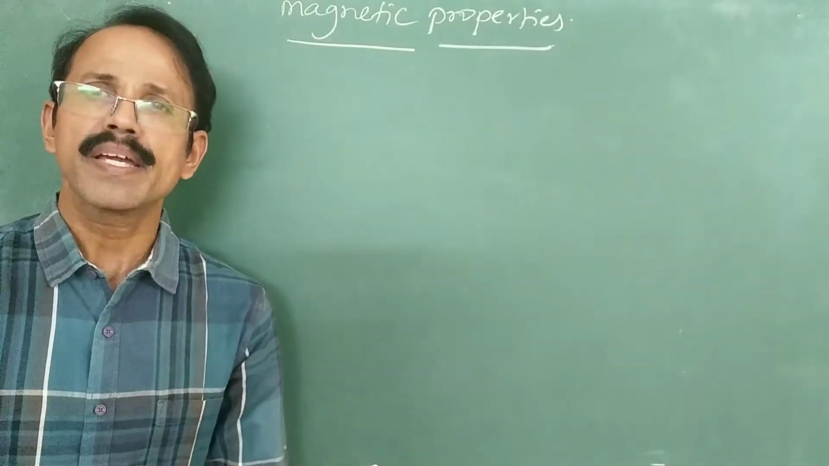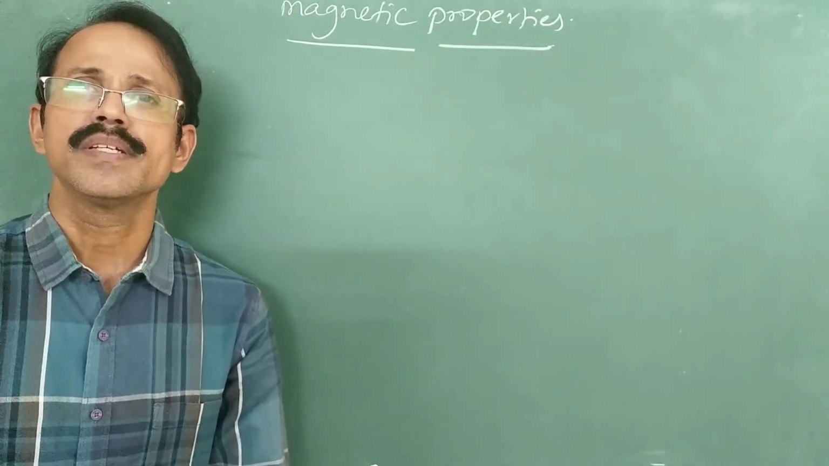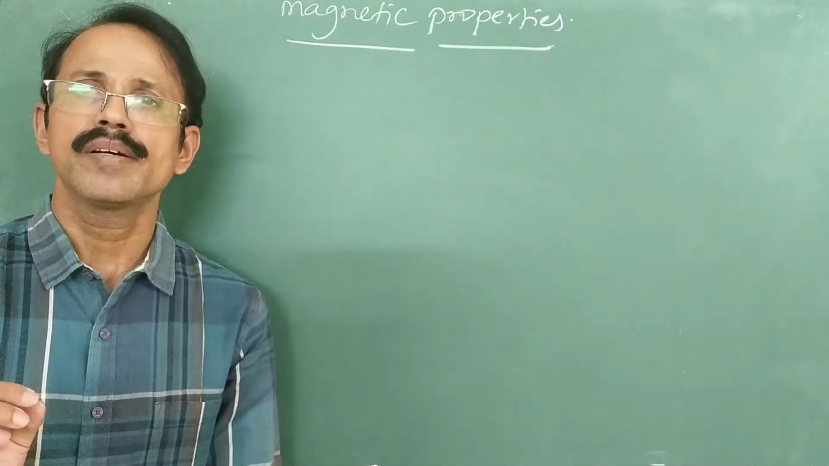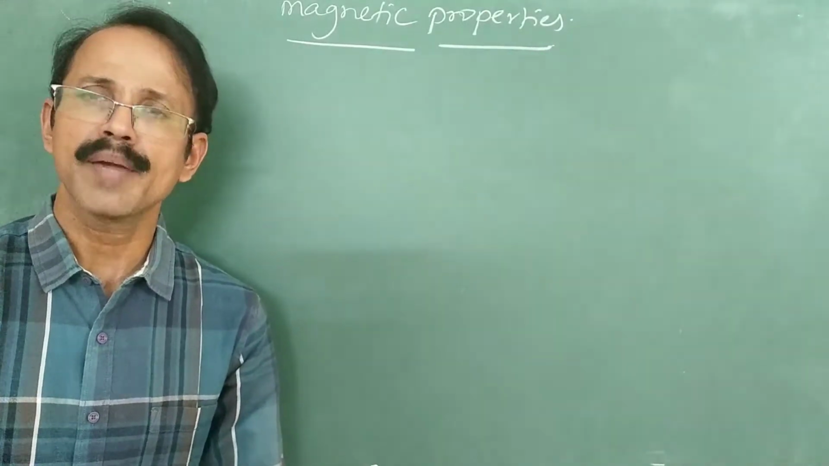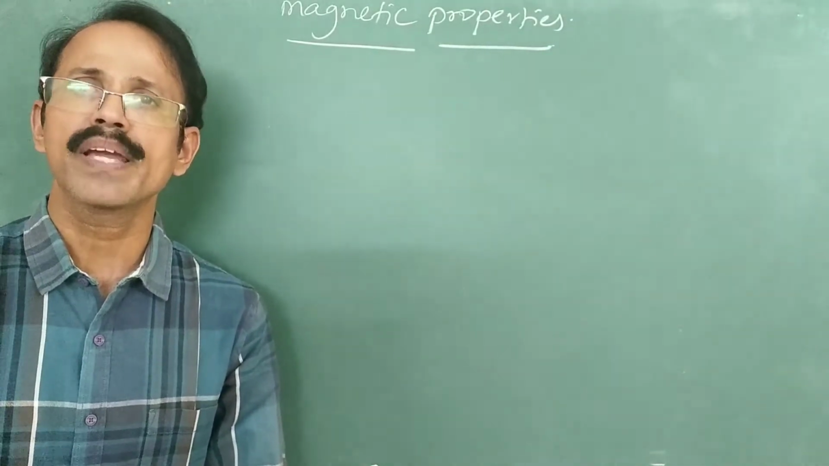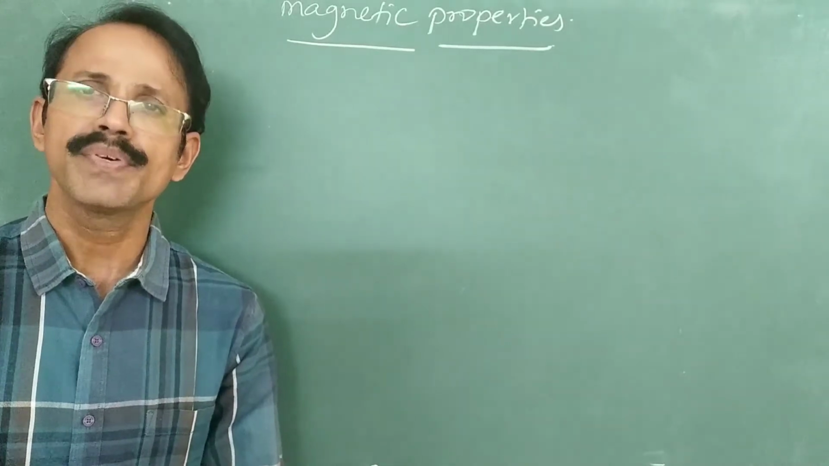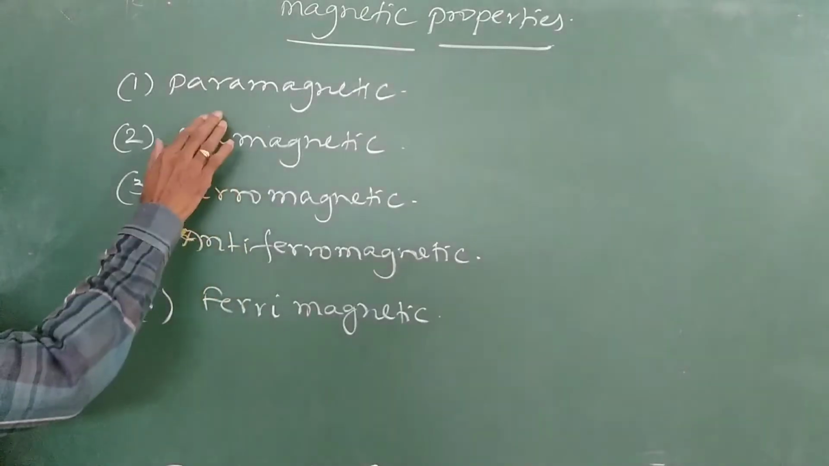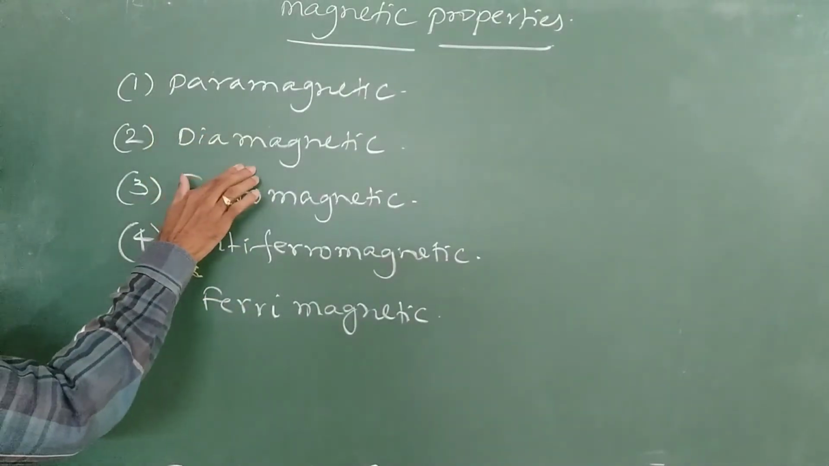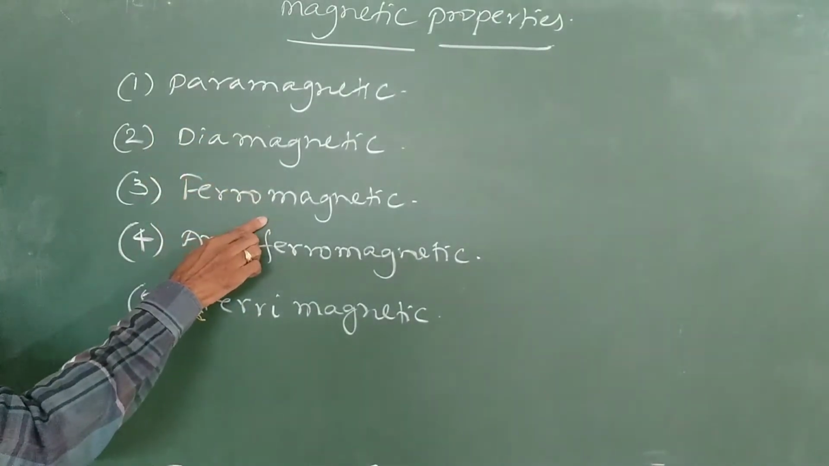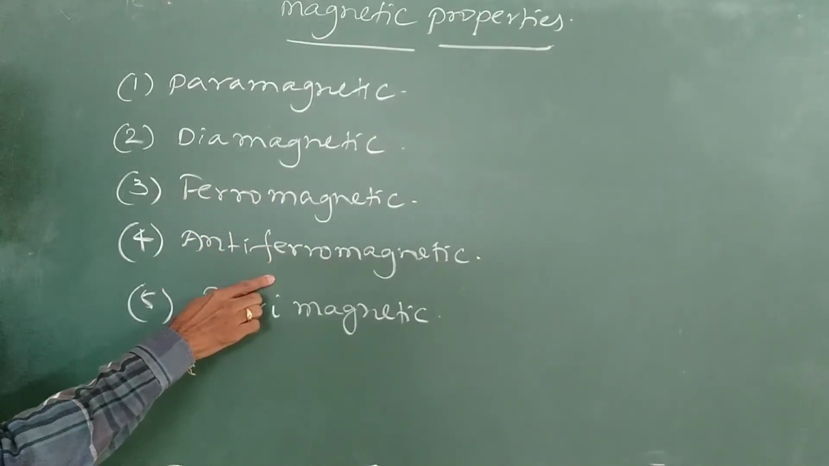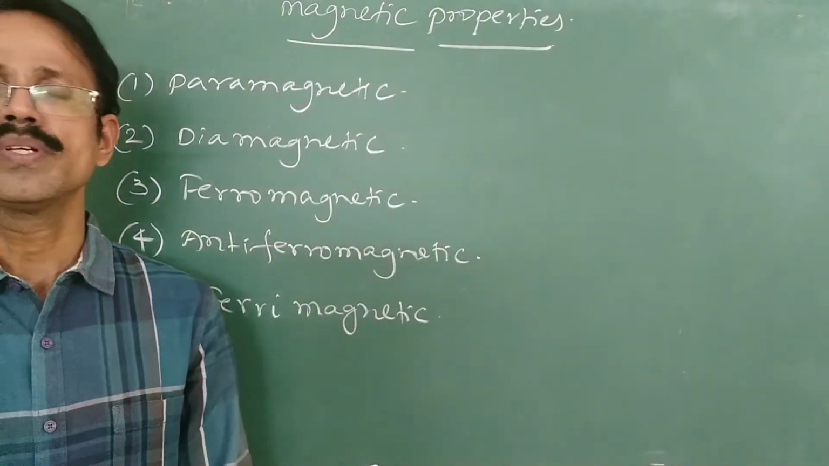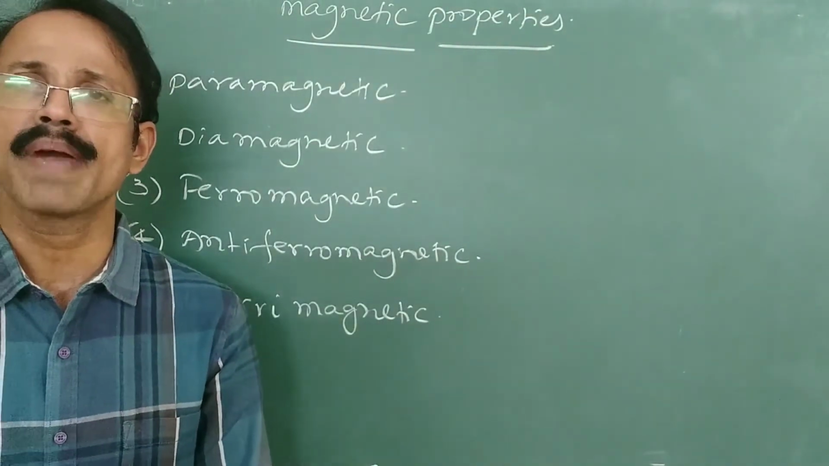Based on magnetic behavior of the substances, they are classified into 5 types. They are paramagnetic, diamagnetic, ferromagnetic, antiferromagnetic and ferrimagnetic. I repeat, paramagnetic, diamagnetic, ferromagnetic, antiferromagnetic and ferrimagnetic. So these are the 5 types of substances based on the magnetic behavior.